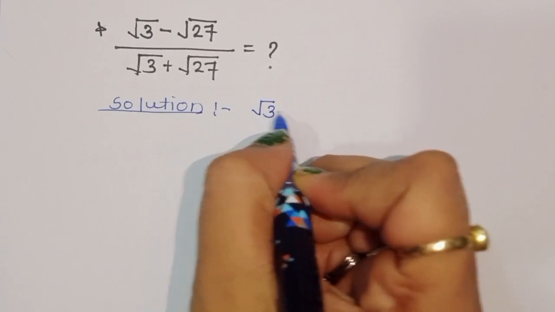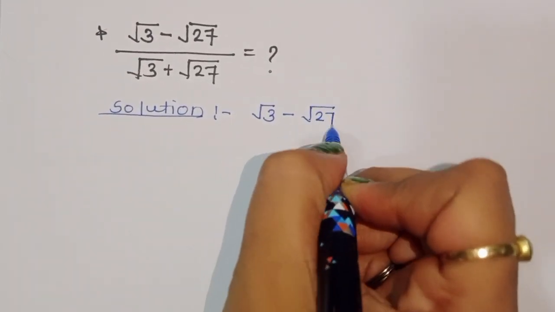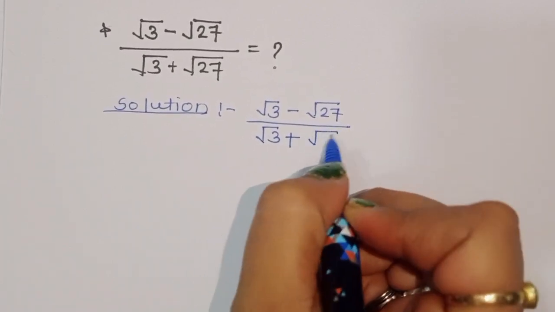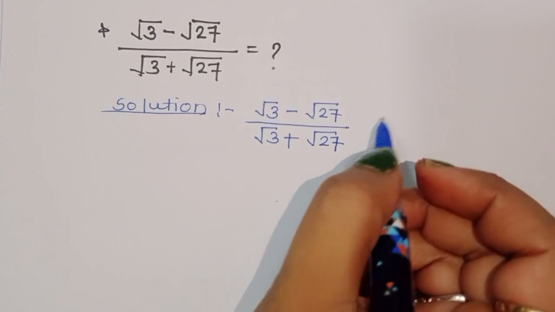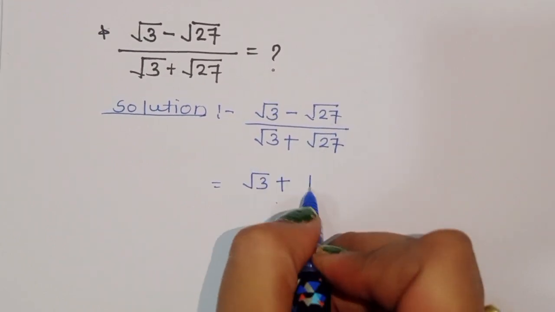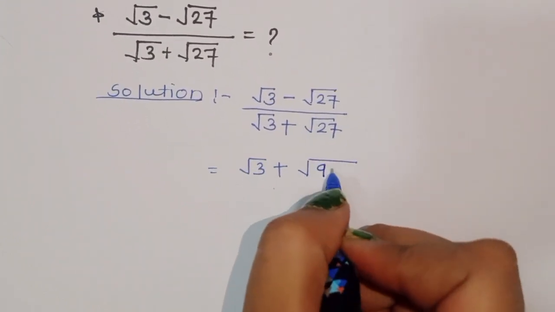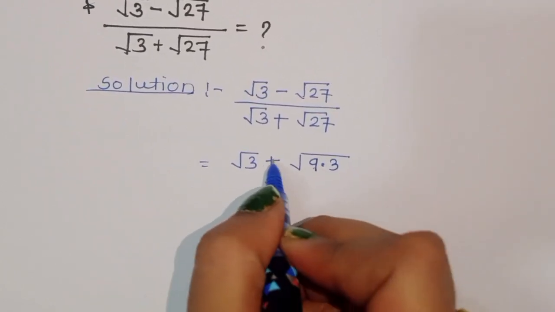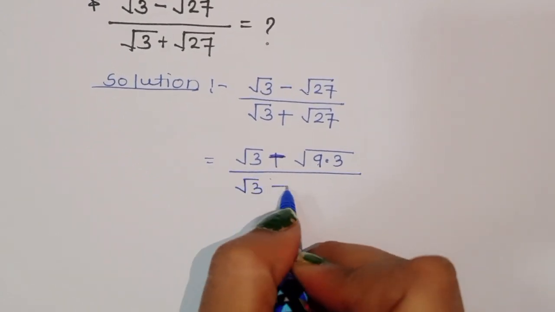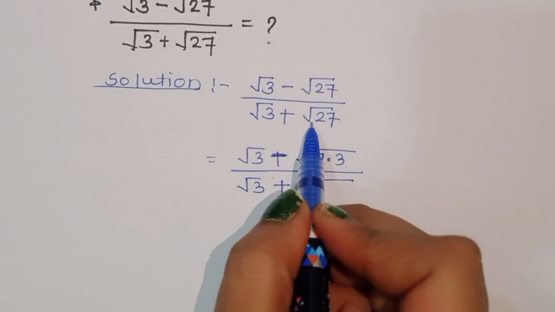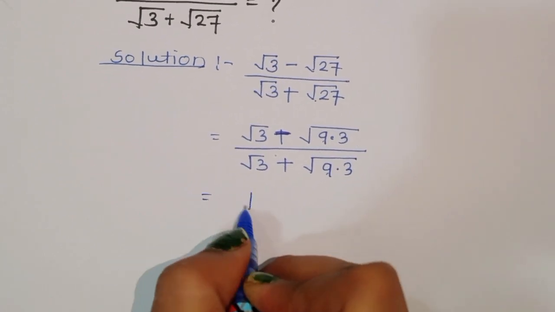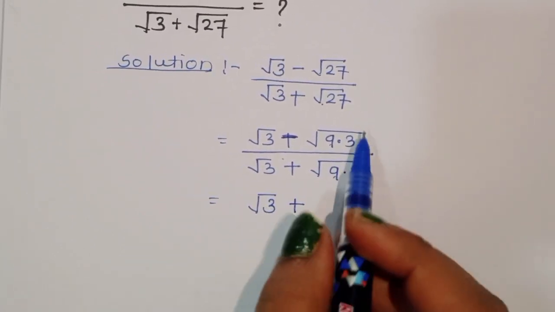(√3 − √27) divided by (√3 + √27). We can write √27 as √(9 times 3), since 9 times 3 is 27. So this is (√3 − √(9×3)) divided by (√3 + √27), and √27 is again √(9×3), 9 times 3 is 27.